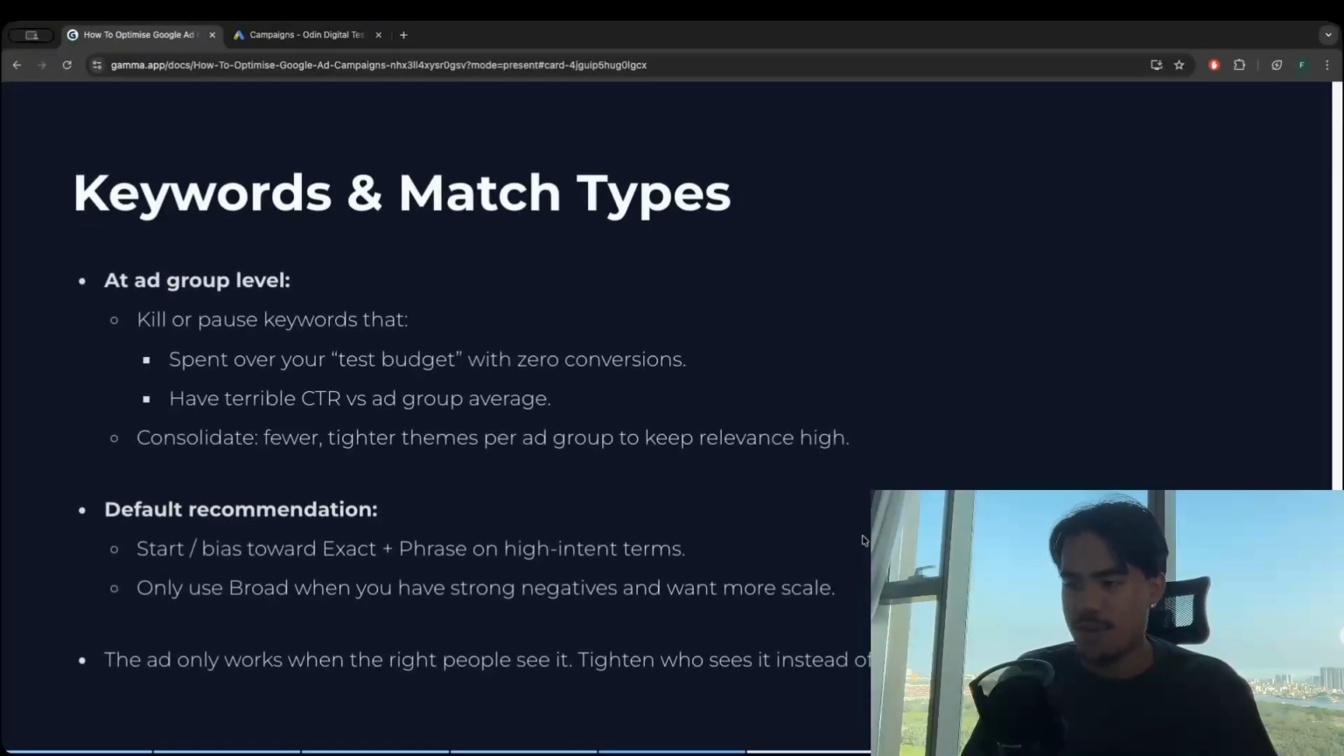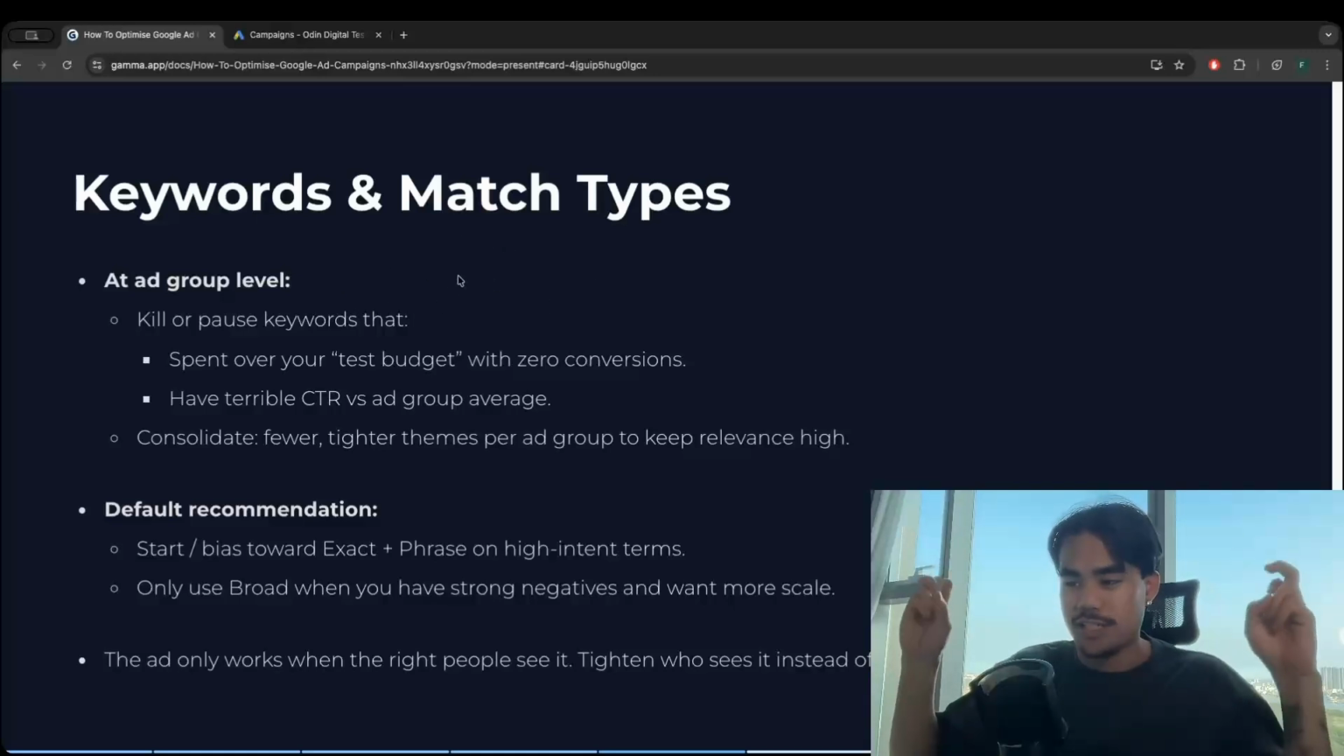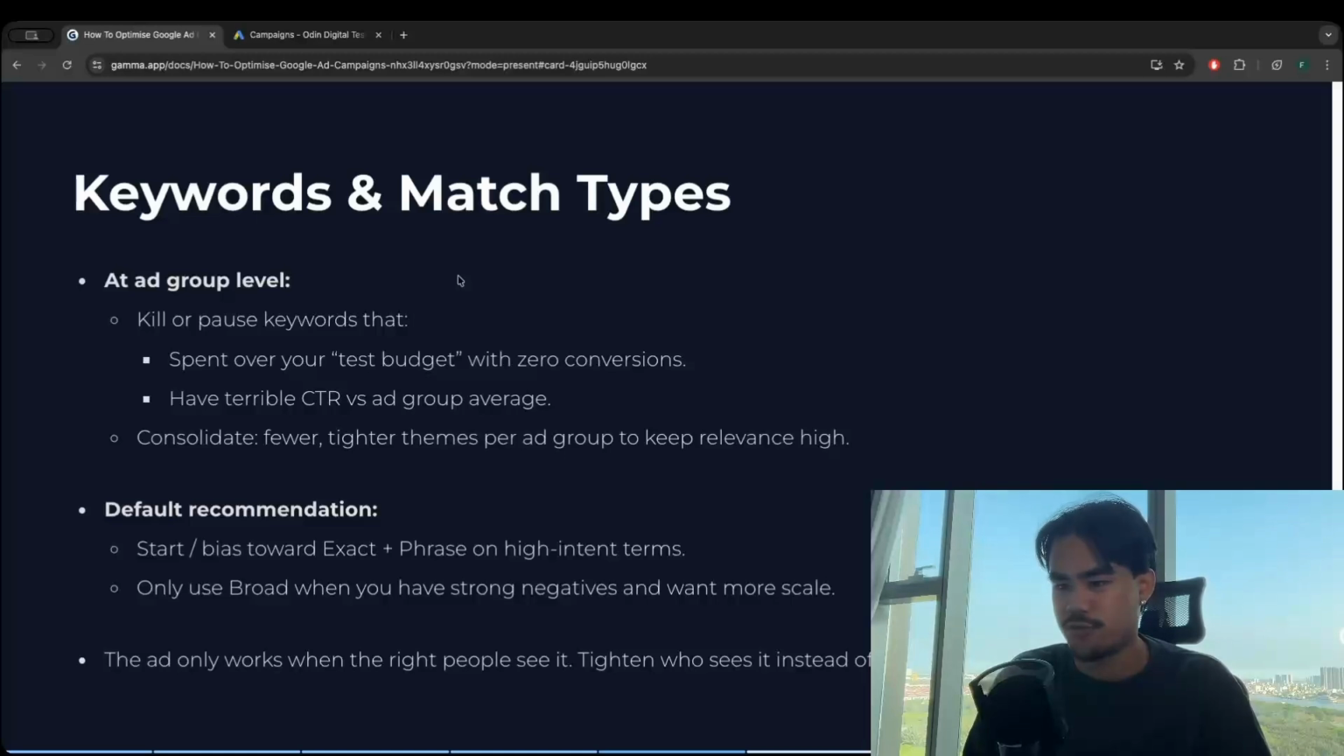Next is the keywords and match types. So at ad group level, we want to kill or pause any keywords that have spent over your quote unquote test budget with 0 conversions, right? Just get rid of it.